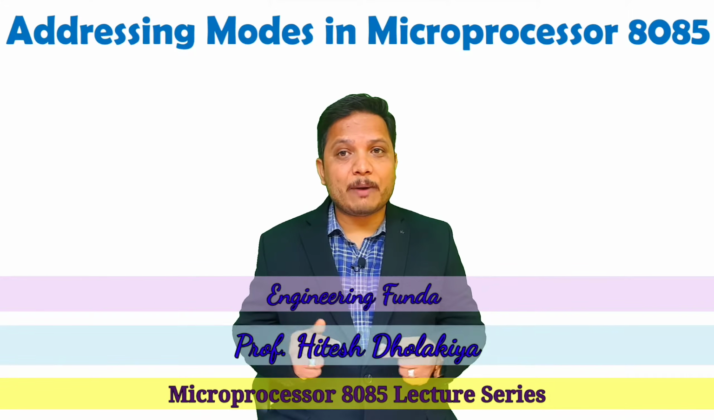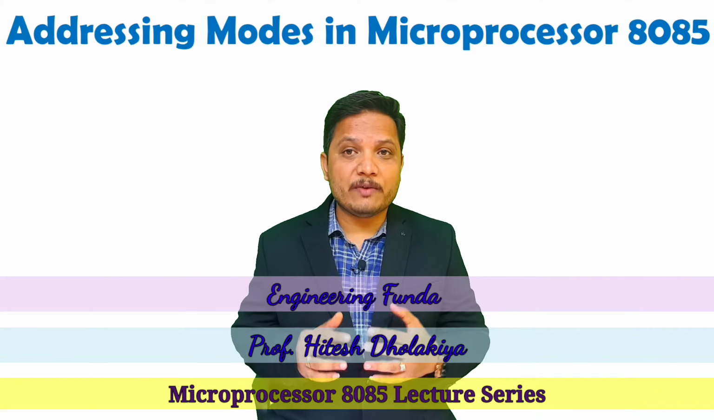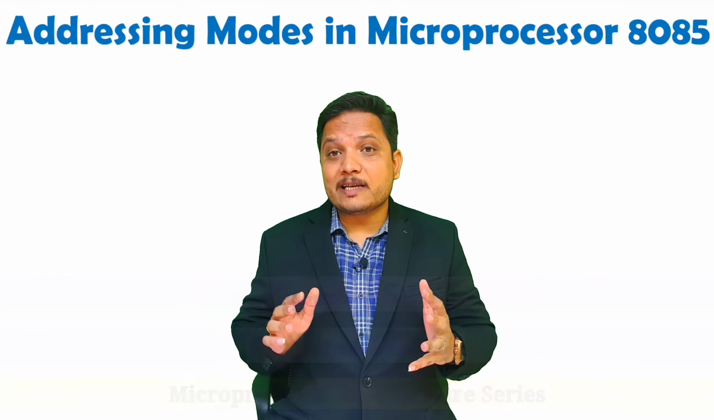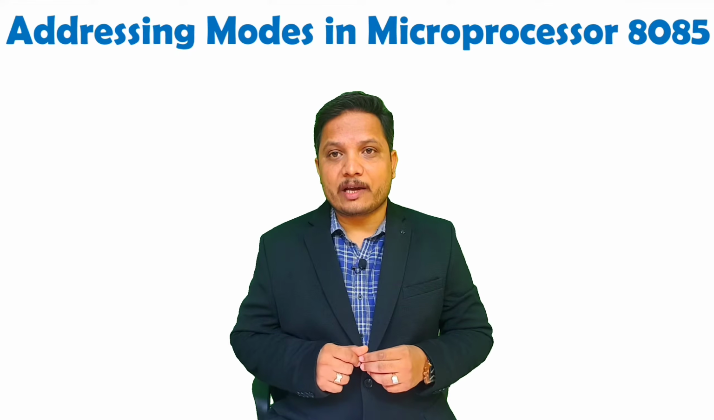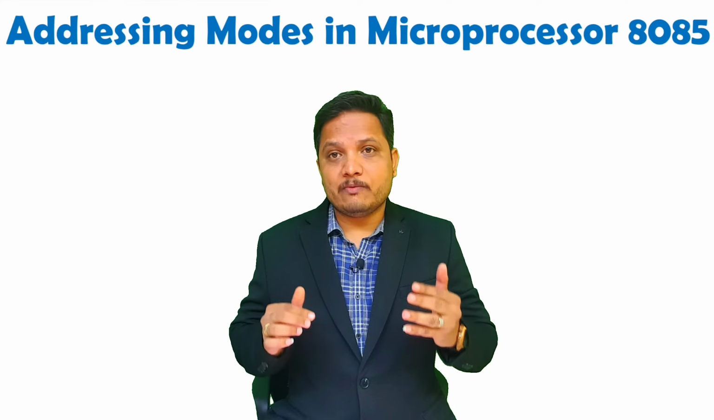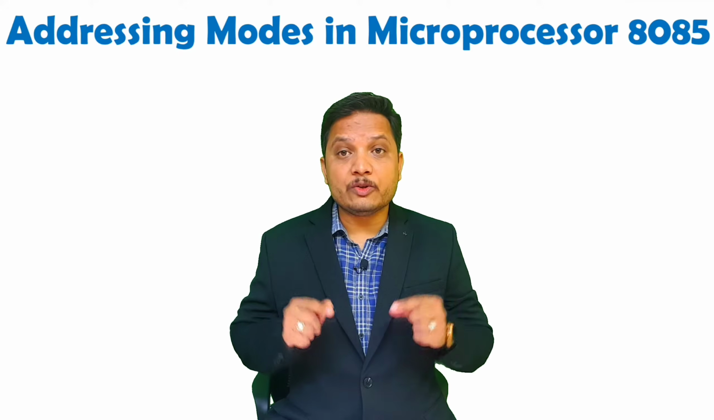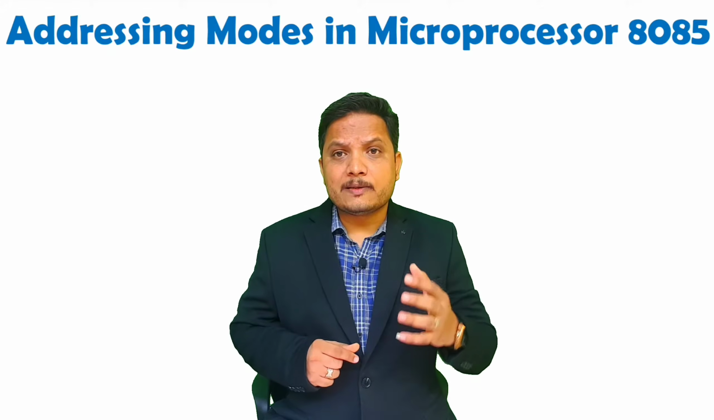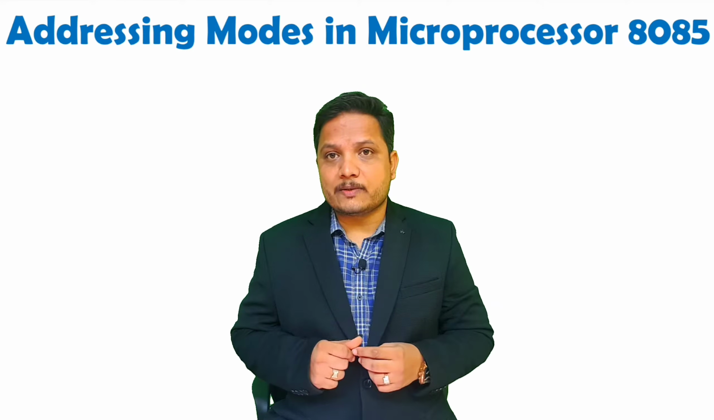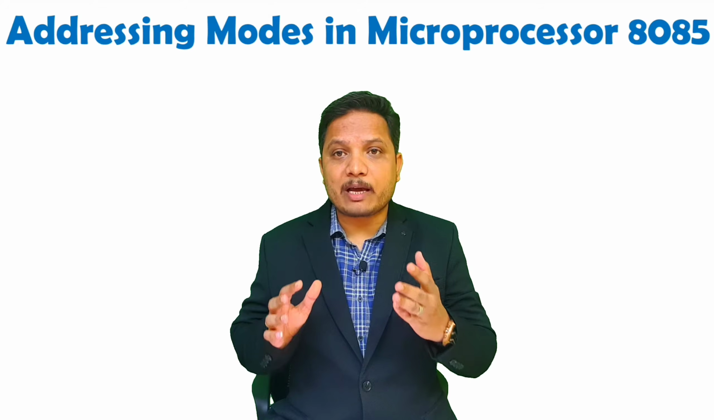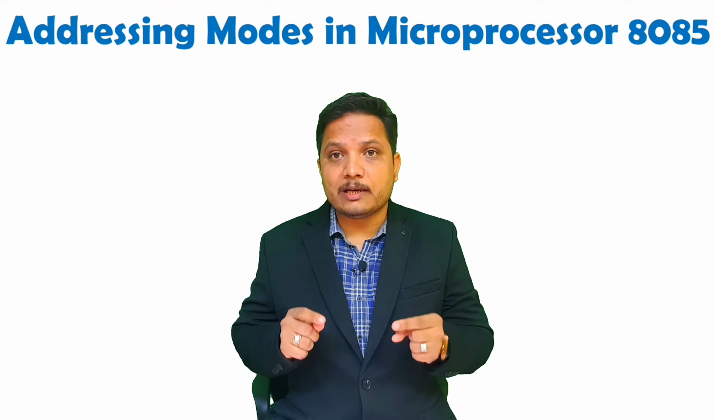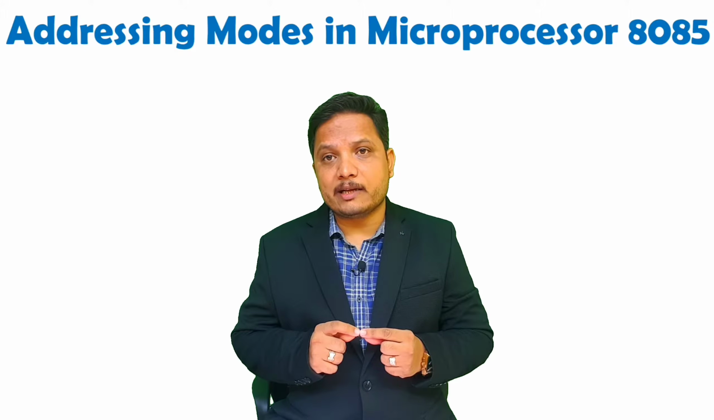This video is a part of the Microprocessor 8085 video lecture series, and in this video I'll explain addressing modes in Microprocessor 8085. Before I explain the different types of addressing modes, you should know what an addressing mode is. It specifies the formats of operands in instructions. When you execute instructions in a microprocessor, how operands are specified in the instruction is defined by the addressing mode.